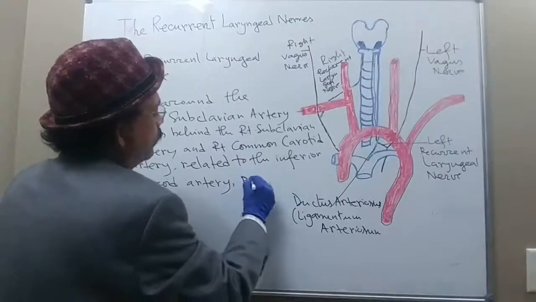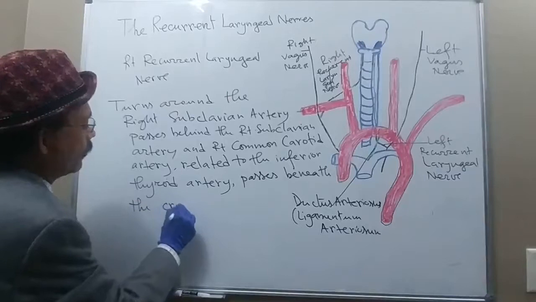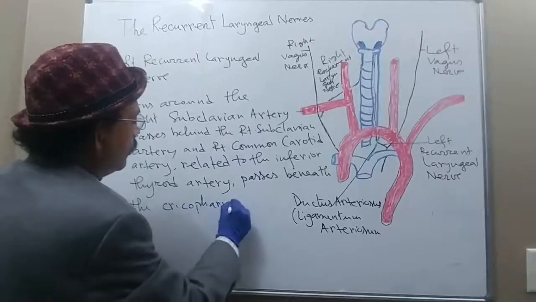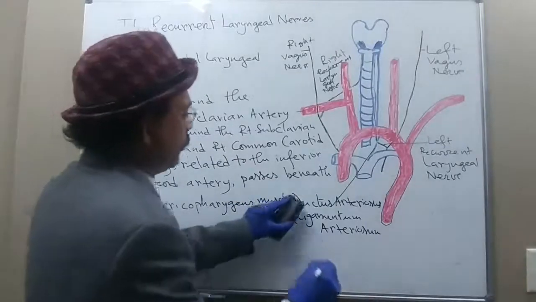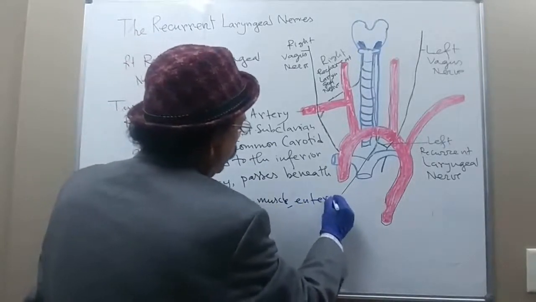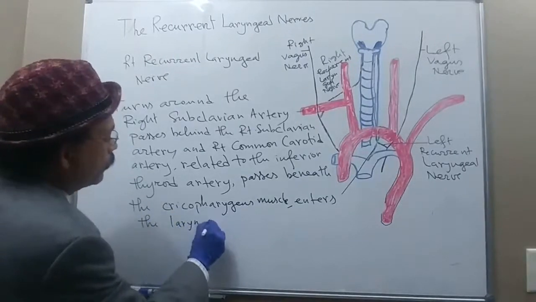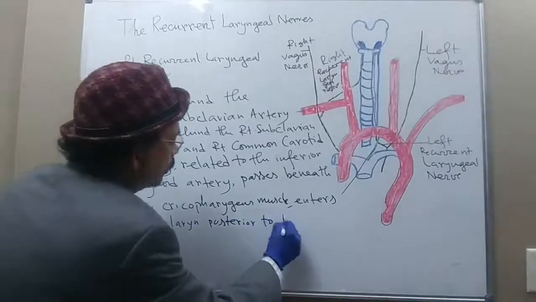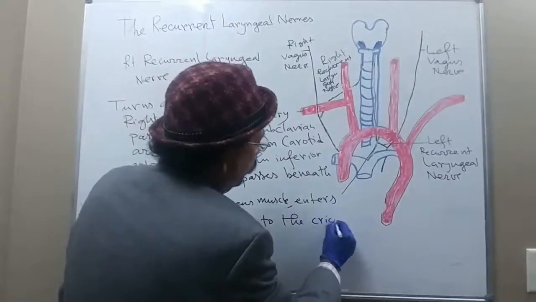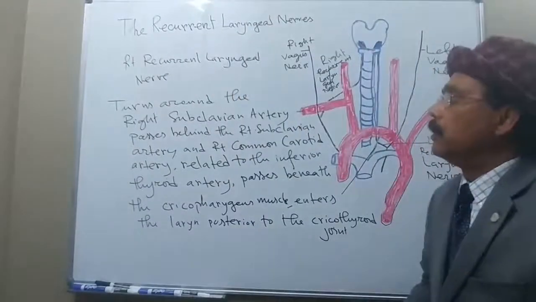Then it passes beneath the cricopharyngeus muscle, the lower part of the inferior constrictor, and enters the larynx posterior to the cricothyroid joint. Okay, we have covered the parts of the right recurrent laryngeal nerve.